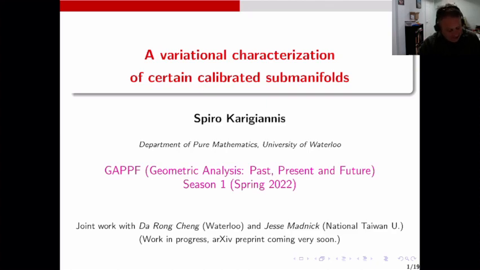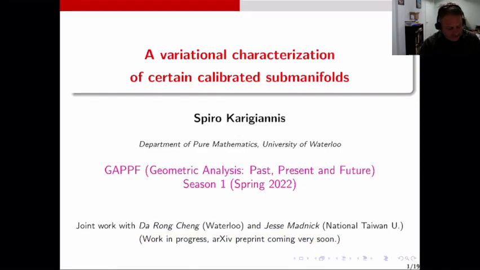Everything I'm going to say today is joint work with Darren Chang and Jesse Madnick at Waterloo and Taiwan. We're just in the process of finishing the writing of the paper. The mathematics is all complete, so I suspect the preprint will appear on the archive probably within 2 to 3 weeks. So by early April of 2022, you should be able to find our paper on the archive.